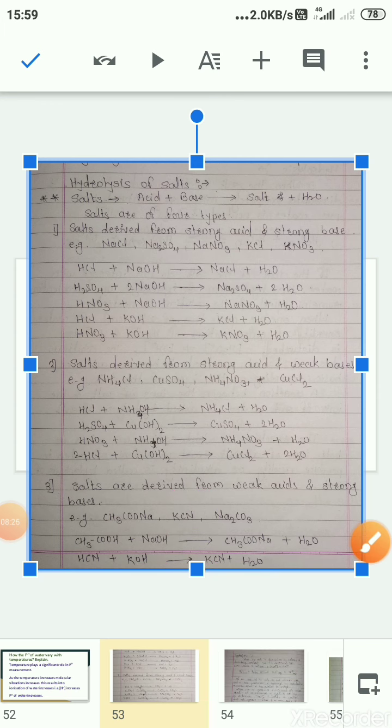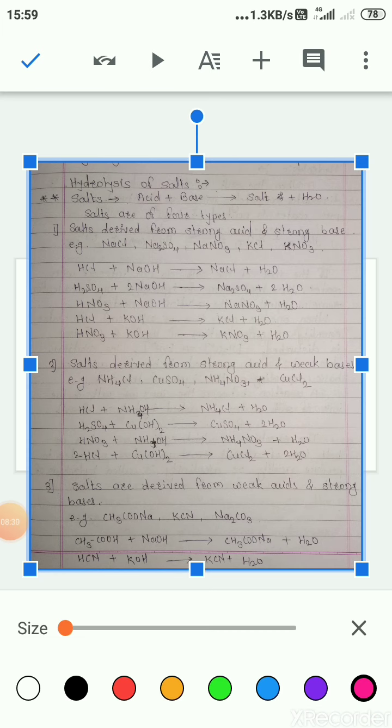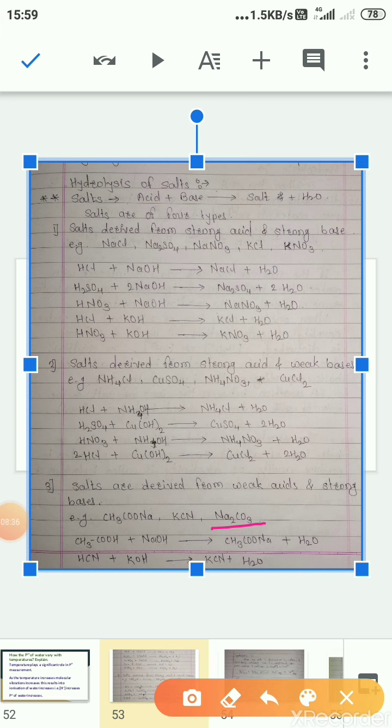In the same way, we can prepare sodium carbonate, Na2CO3. We can use here formic acid plus sodium hydroxide.